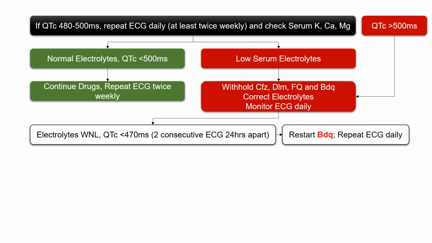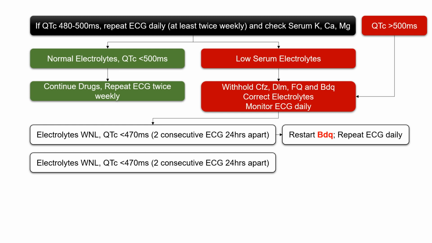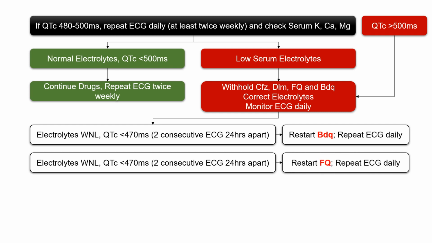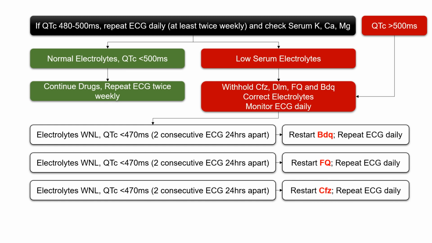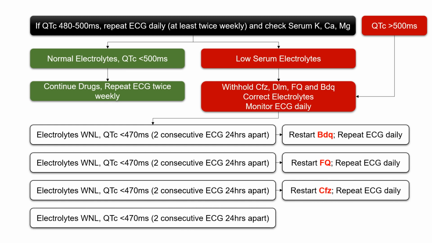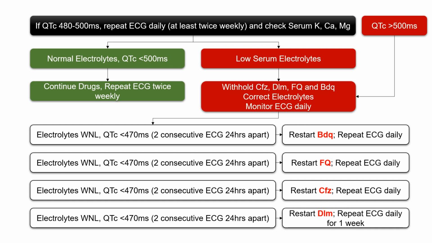Then we start the drug that has the least chance of prolonging QTc among the culprit drugs, that is bedaquiline. So first we start bedaquiline and repeat ECG daily. Next, similar stepwise approach. We ensure normal electrolytes, ensure 2 consecutive ECGs 24 hours apart. Then we start the next drug, that is fluoroquinolones, and continue repeating the ECG daily. Next, we proceed in the same step. We ensure normal electrolytes, ensure 2 ECGs 24 hours apart are normal. Then we restart clofazimine. And last but not the least, we restart delamanid at the end and repeat ECG daily for at least 1 week.